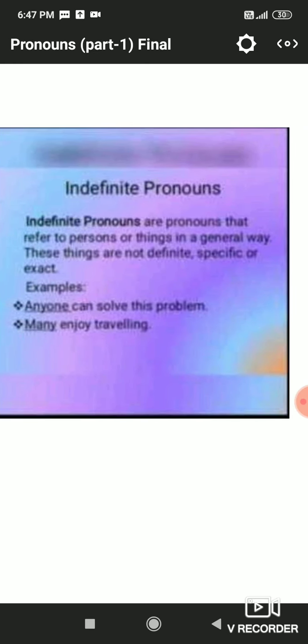Next is indefinite pronoun. Indefinite, about which identity is not clear. Indefinite pronouns are pronouns that refer to persons or things in a general way, not specific, general. These things are not definite, specific or exact, like anyone, many. Anyone can solve the problem. Here the person is not definite, so here indefinite pronoun will be used, anyone. Many enjoy traveling. Who? Many. It's not specific, it's not definite, so here we have used indefinite pronoun, many and anyone.